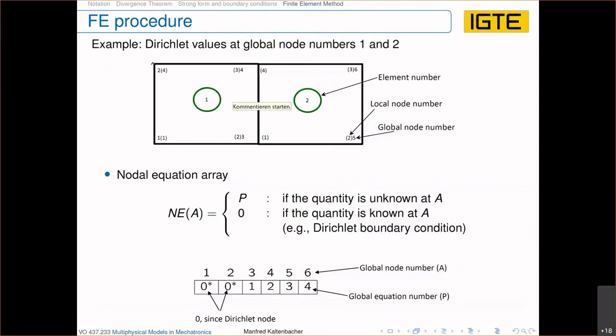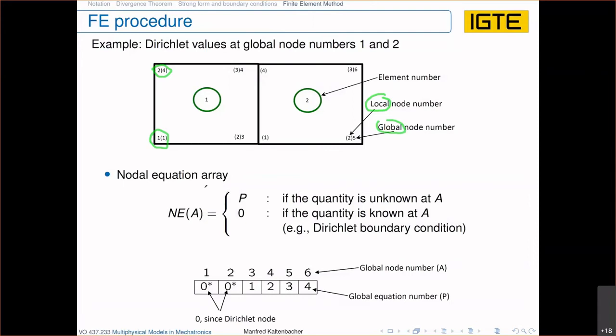So we have here node 2 and node 1, and at these nodes we have boundary conditions directly, and we have element 1. We call these the global nodes: 1, 2, 3, 4 up to 6, and we have the local nodes which always go from 1 to 4 because each element has 4 nodes.